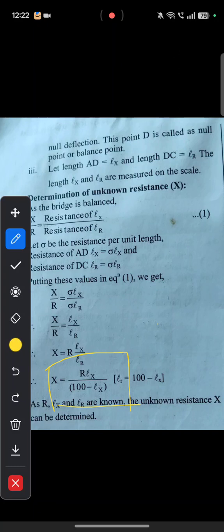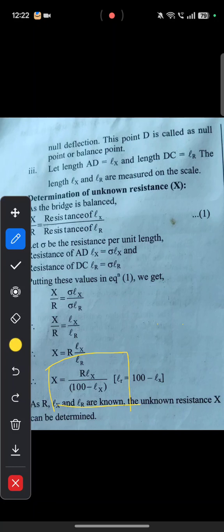But in the theory part, if it's a 3 marks question, they will ask you the principle, construction, working, and after that you have to derive this formula. In theory you have to derive the formula. In practical you can directly use the formula, but in theory you have to derive it. So how will you derive? See, a small, simple derivation is given here.